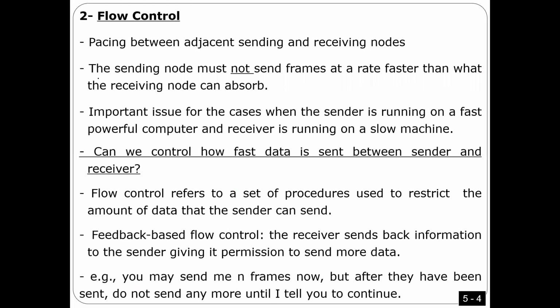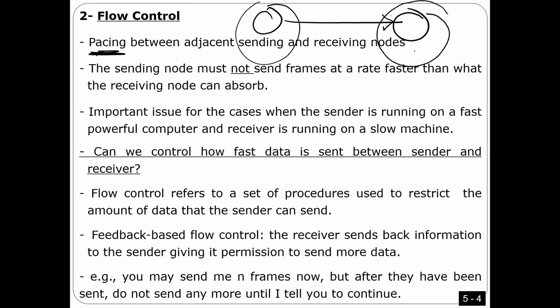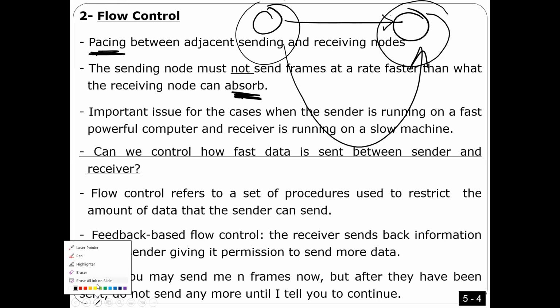The second one, I already explained before, is flow control. The idea of flow control is pacing between adjacent sending and receiving nodes. As I told you before, you have a computer or a device, and you have another device here. What if this device is much faster than this device? One device should not overwhelm the other device. You cannot just send me data. The speed of the generator should not be more than my ability to absorb or process this data. So sending nodes must not send frames at a rate faster than what the receiver node can absorb. That's what we call flow control.